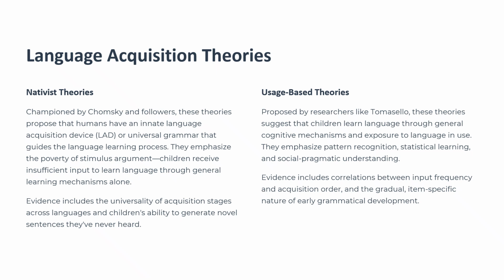Usage-based theories, proposed by researchers like Tomasello, suggest that children learn language through general cognitive mechanisms and exposure to language in use. They emphasize pattern recognition, statistical learning, and social pragmatic understanding. Evidence includes correlations between input frequency and acquisition order, and the gradual, item-specific nature of early grammatical development.